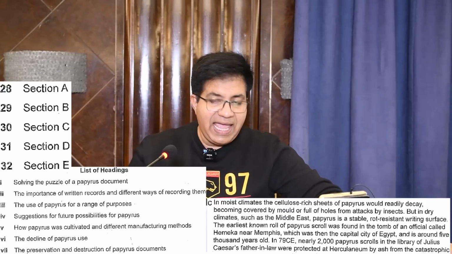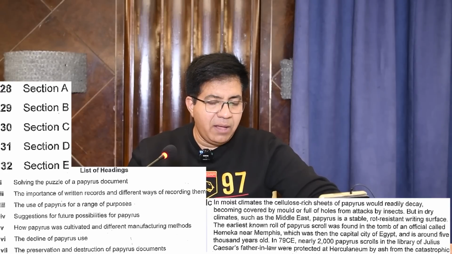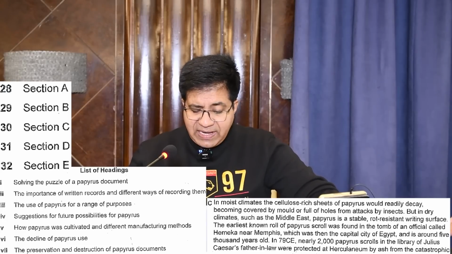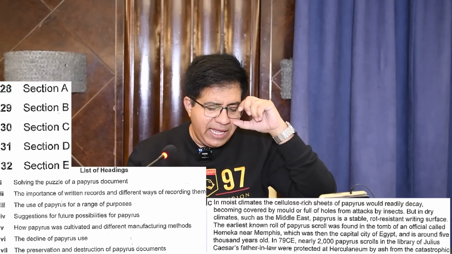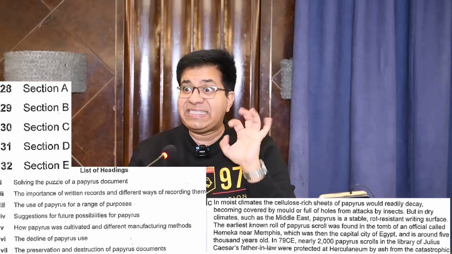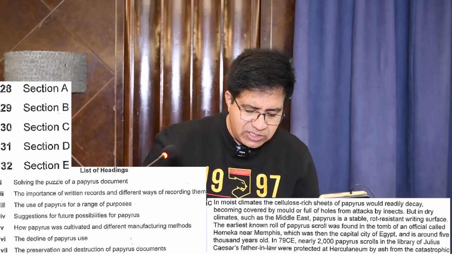Now see if there is any heading about preservation, about destruction. That is heading number 7. And heading number 7 is preservation and destruction of papyrus documents. Now what is destruction? Readily decay, becoming covered by mold or full of holes from attacks. That is destruction. And second is preservation. What is that? Dry climate such as Middle East papyrus is stable, rot resistant, writing surface. Okay. So heading number 8 is gone.